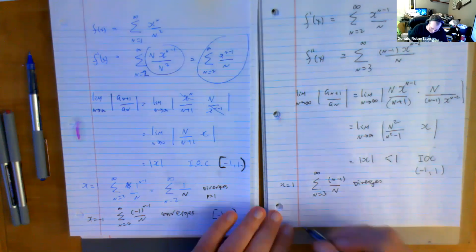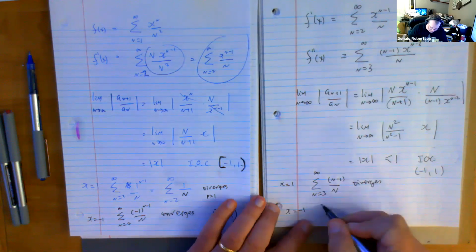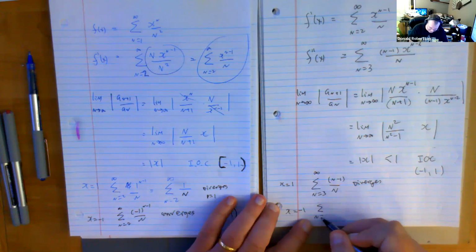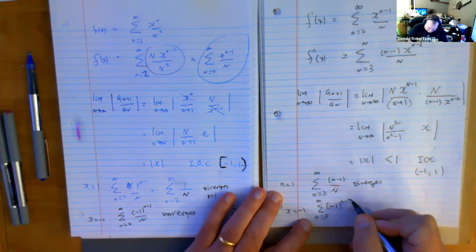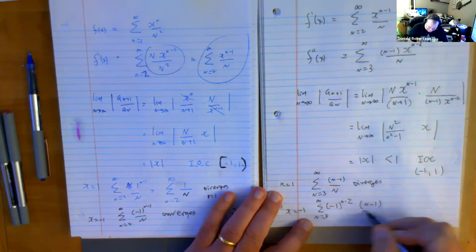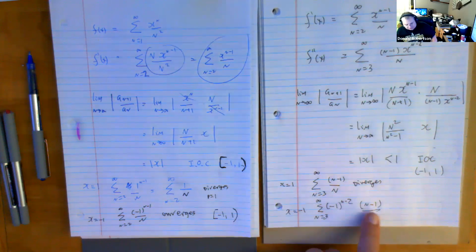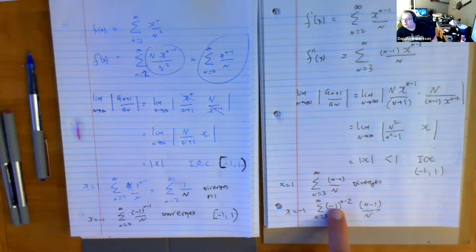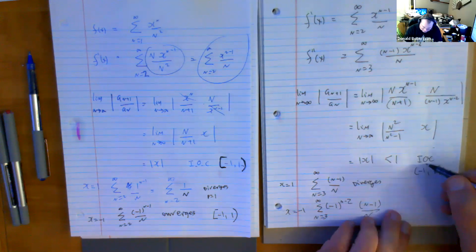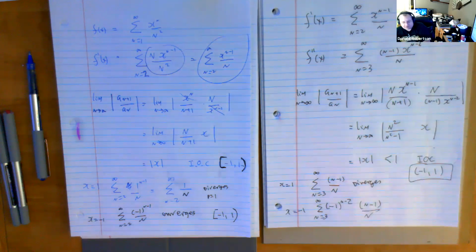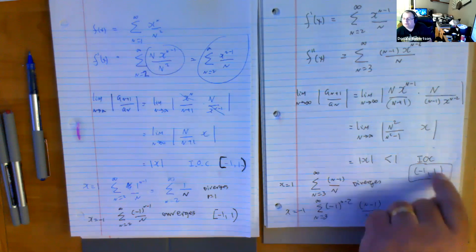Now, if you put in x equals -1, you don't get much better. All you get is -1 to the n minus 2, the same two terms. And since this diverges, doesn't the whole thing diverge as well? So 2 diverges means that your interval of convergence doesn't include the 2 endpoints.